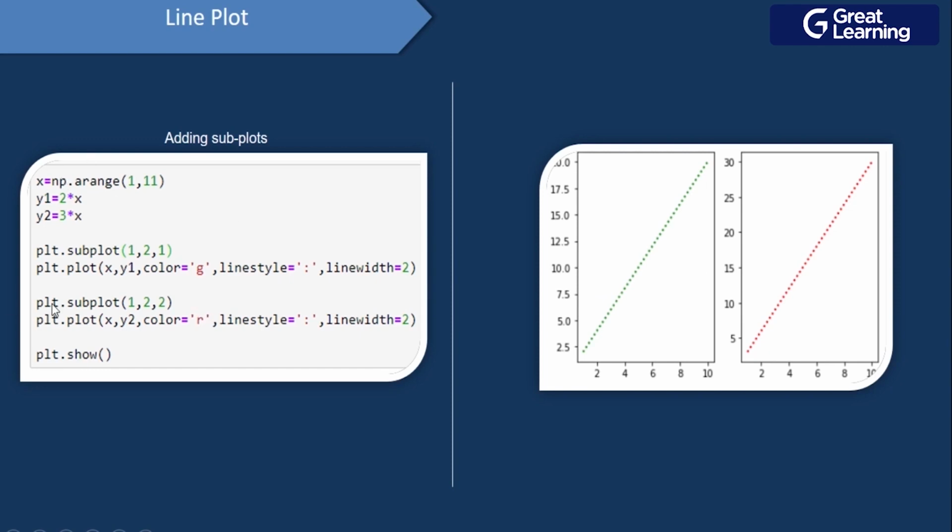Then we'll have plt.subplot, which is our next subplot, and the first 2 parameters will be the same. The third parameter here will set the index value, which is 2. So this is what we'll be getting over here. And the second index will have the line plot between X and Y2, and the color as you see is red, line style is dotted, and line width is equal to 2. Then we'll just go ahead and print it out.